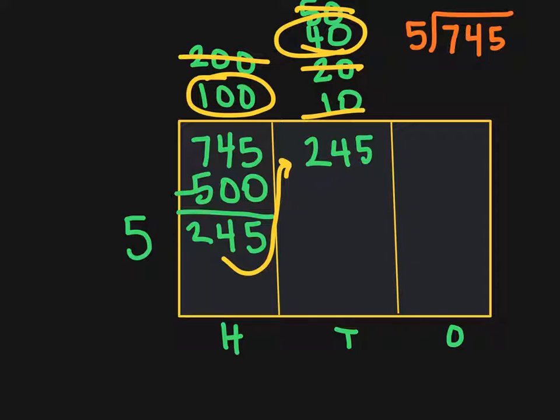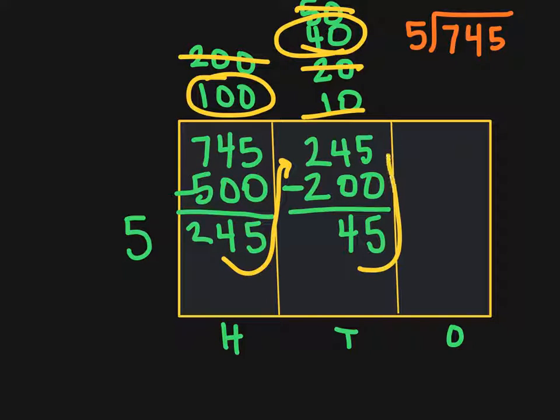40 times 5, 4 times 5 is 20, and add on that extra 0 is 200. Now I'm going to subtract 245 minus 200. 5 minus 0 is 5, 4 minus 0 is 4, and 2 minus 2 is nothing, but I don't have to write that in there. And now I know I'm going to bring this over into the 1 section. And so now I'm looking at 45 in the 1 section.